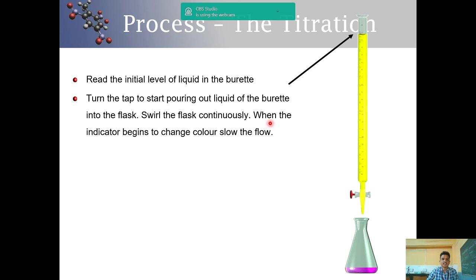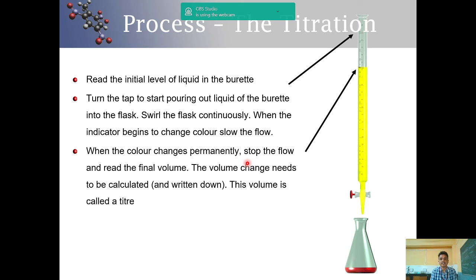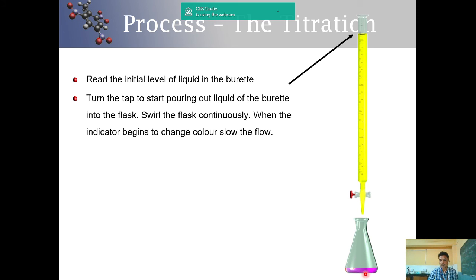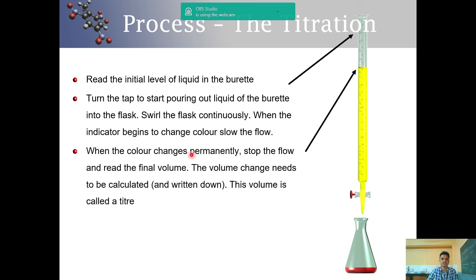When the indicator begins to change color, after adding suppose 5 ml or 10 ml, you will get a different color solution rather than this pink color solution. So we can say your volumetric titration is completed here, and you have to note down the reading. Just like I have said, when the color changes permanently, from pink to orange, then you stop the flow and read the final volume.